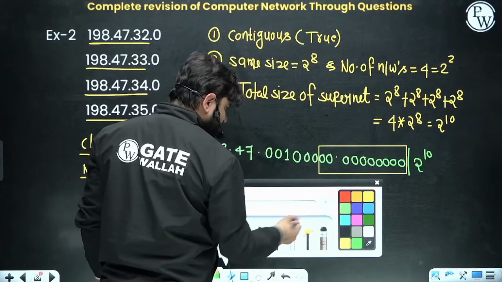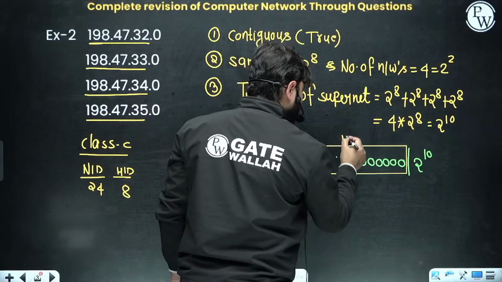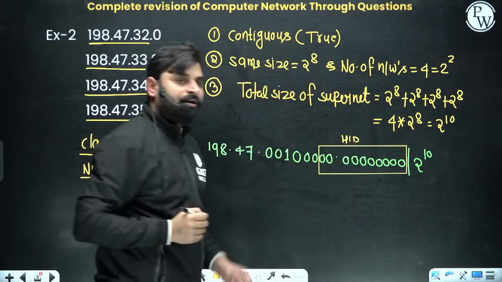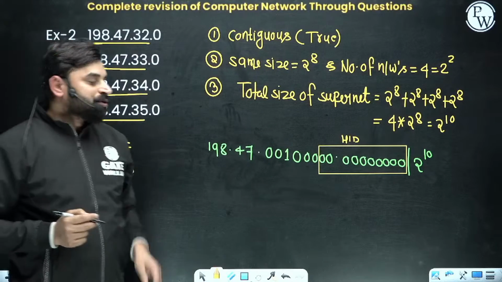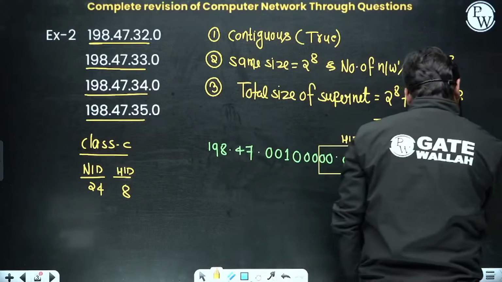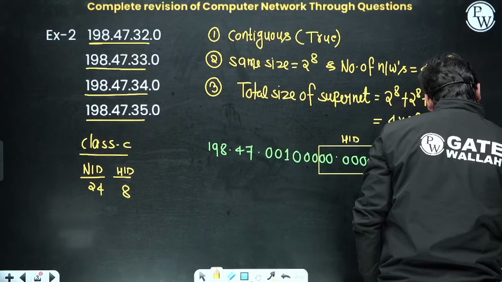Yes or not? Yes, sir. So this is nothing but the host ID part. We have all zeros in the host ID part or not? Yes, sir. So this is also true. So it means we can apply supernetting.